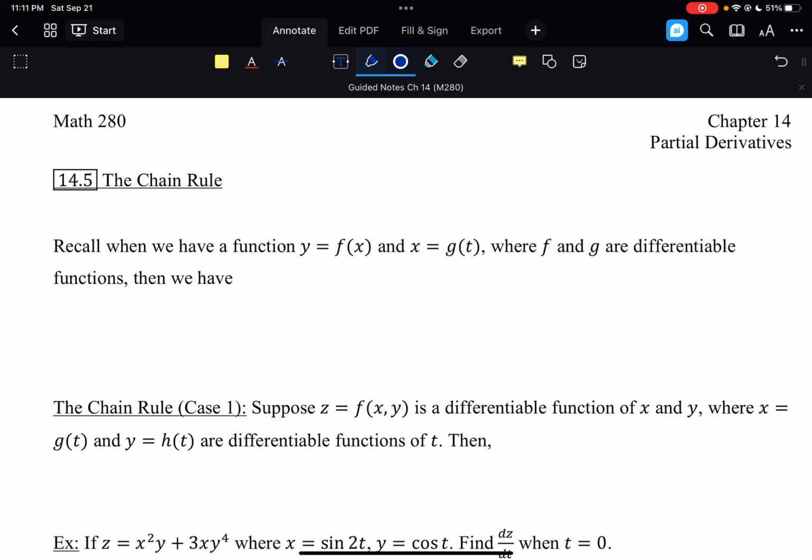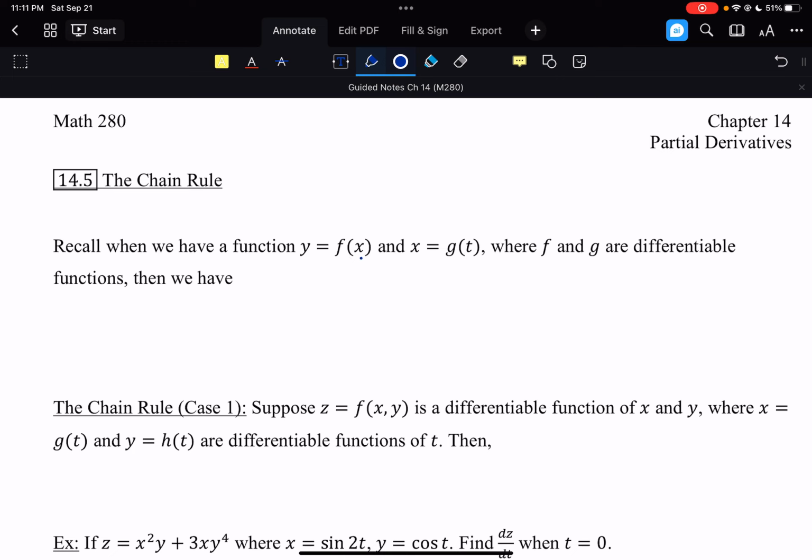Welcome to section 14.5. In this section, we're going to be looking at the more formalized definition of the chain rule for functions of several variables and dealing with partial differentiation in the chain rule. So the basic concept of the chain rule is going to remain essentially the same, but we need to account for these partial derivatives.